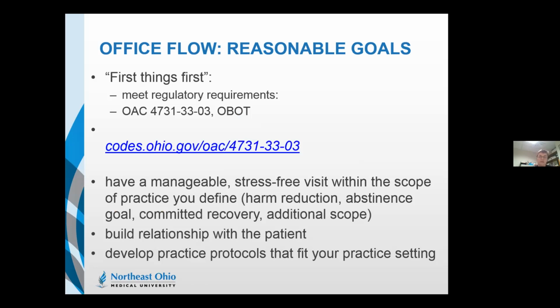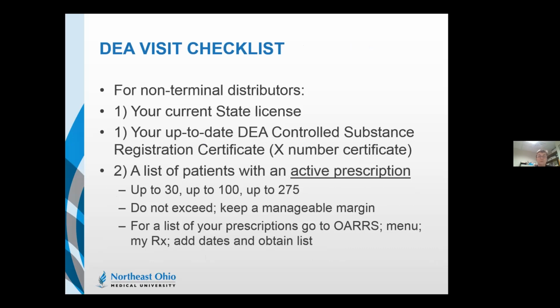Stress-free, it gives us time to build relationships with patients when we don't have to always be thinking, what do we have to do? We're always thinking about that DEA visit, which, you know, has or hasn't happened for some of us. What we need to have is our current state license, our up-to-date DEA controlled substance registration certificate, photocopies or an electronic copy of both of those will do, and a list of our patients who have an active prescription from us, up to 30, up to 100, or up to 275.